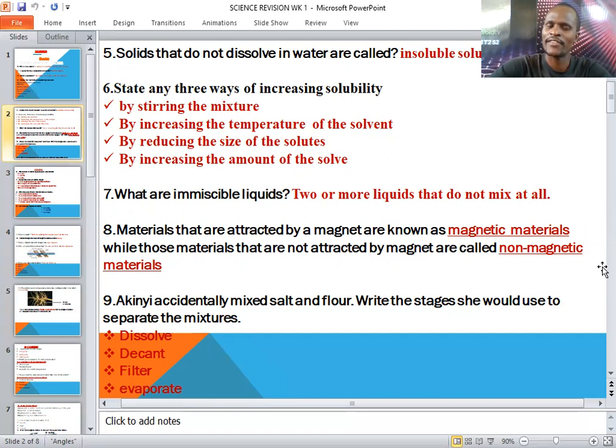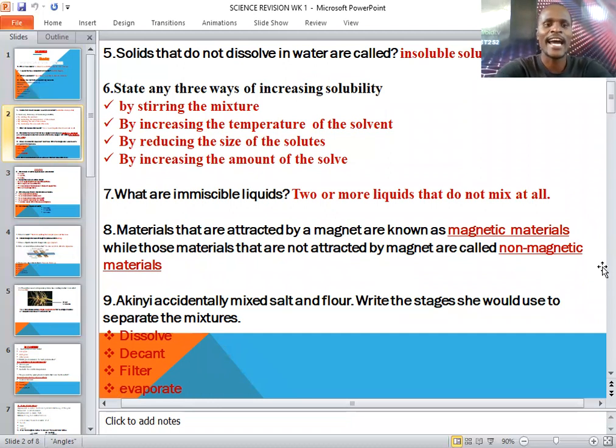Number six, no one did. In fact, only one person attempted number six. State any three ways of increasing solubility. If you want to ensure that a solid dissolves in a liquid or in a solvent, what do you do? We have four ways in which one can increase this.